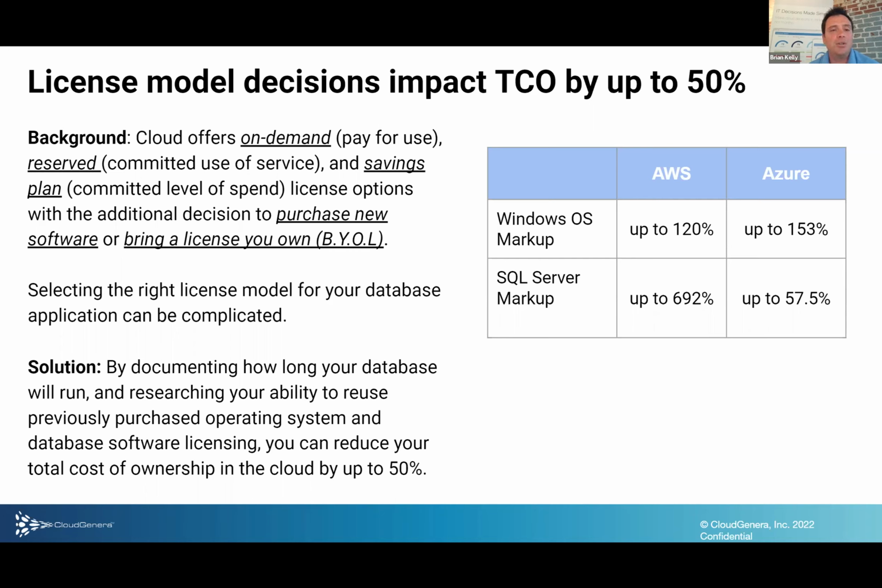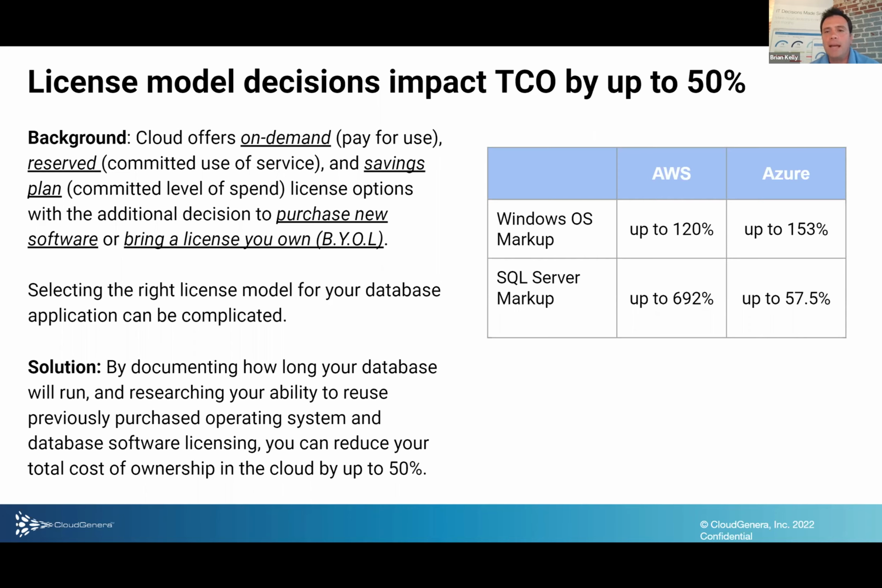There's also an additional decision, which is to purchase new software for your workload or bring a license you own, commonly called BYOL, in the market. So what's the key insight here around license model decisions? It speaks to the fact that software licensing, as a general rule, is a larger percentage of your total cost of running a database in the cloud versus the data center.